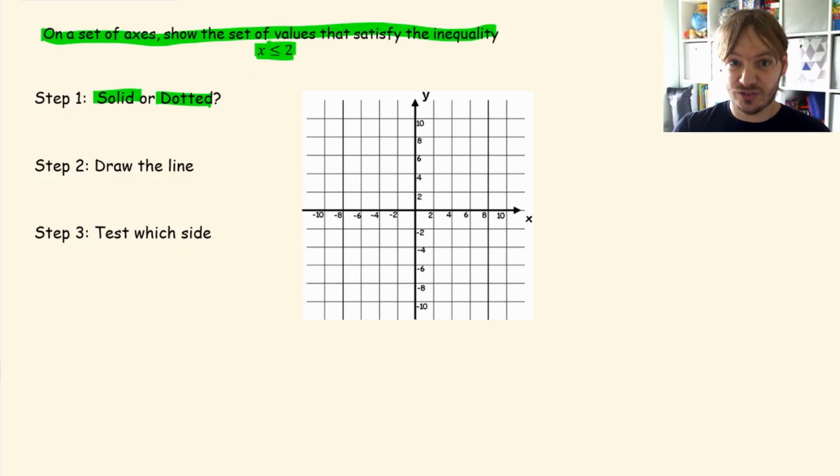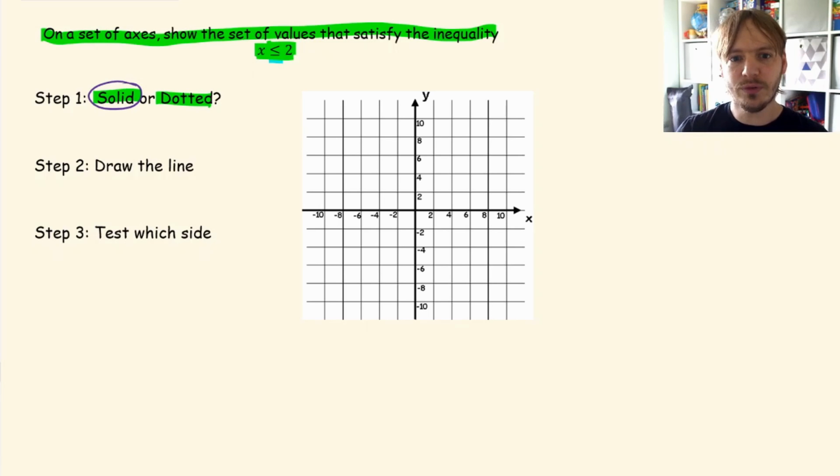Solid, as in a solid straight line drawn, we will do in this case because we have the equals symbol on our inequality. x is allowed to be equal to 2, so in this case we're going to draw it solid. If x wasn't allowed to be equal to 2, and we'll see that in another example, we would draw the line dotted instead. So step 1 is a simple question, solid or dotted. Answer is solid.